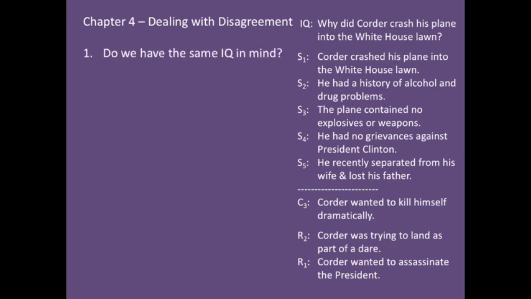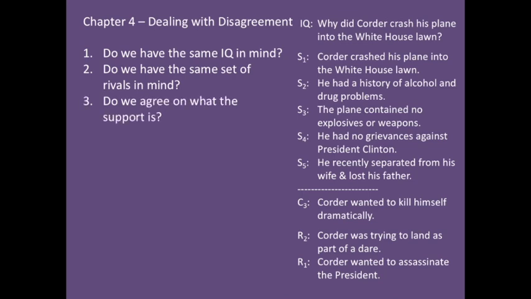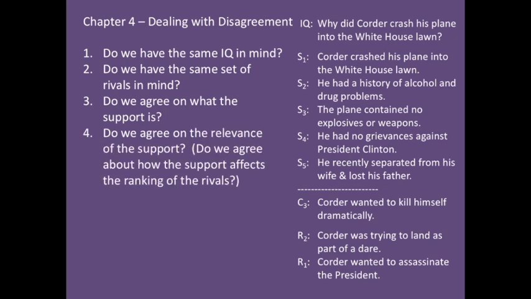We can ask ourselves, do we have the same set of rivals in mind? We're trying to figure out which answer is the best answer, and are both sides considering the same group of rivals? If not, that's a point that needs to be corrected. Do we agree on what the support is? That's where listing out pieces of support can be very handy. If one group has more information than the other, that might explain why they're coming to a different conclusion. Do we agree on the relevance of the support? Do we agree about how the support affects the ranking of the rivals?